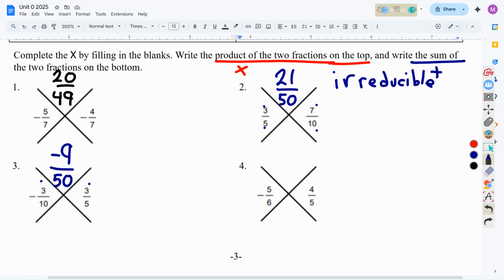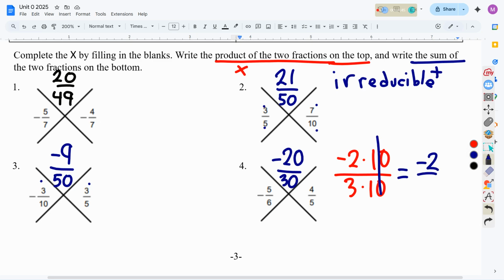Okay, as we move over to this one, we have -5 times 4, and that's going to give me -20, but 6 times 5 gives me 30. So as we work through that, we see that this is not irreducible, okay, because this is like -2 times 10 over 3 times 10. And so if we cancel out the 10s, we see we're going to be just left over with -2/3.